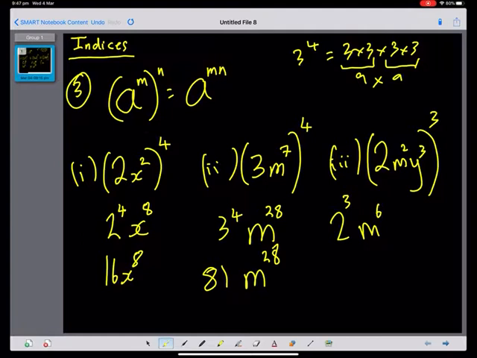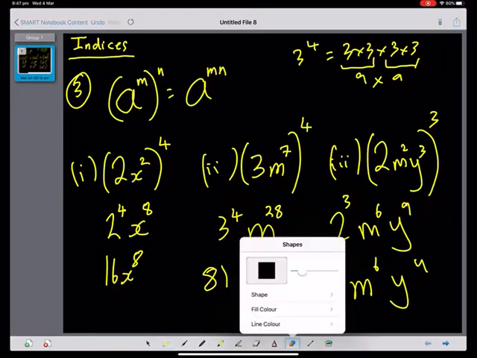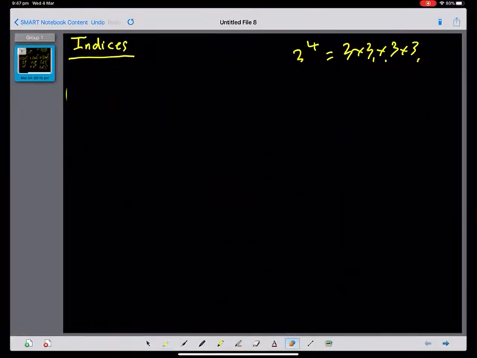Okay, so we've got 2 to the 3. M to the 6, y to the 9, and 2 cubed is 8, m to the 6, y to the 9. Okay, so let's finally go on to the last one.